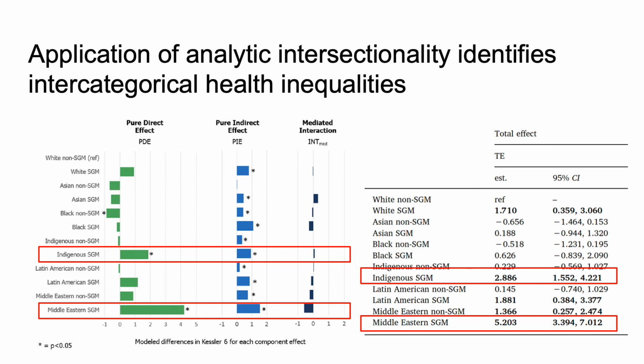Assuming all the assumptions are met, the pure direct effect can be interpreted as the residual causal intersectional effect on psychological distress if levels of discrimination were reduced to that of the white non-sexual and gender minority group. The pure indirect effect, or effect due to mediation, which is discrimination in this study, was positive and significant for all groups except Asian non-SGM, signifying that there is actually a relationship between discrimination and psychological distress.